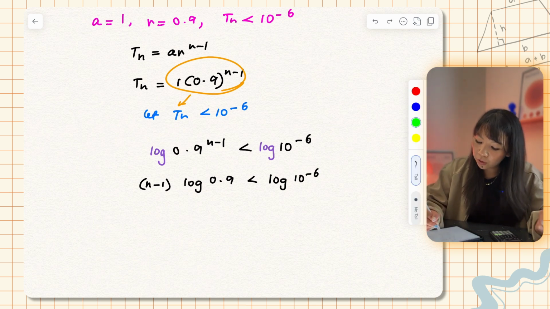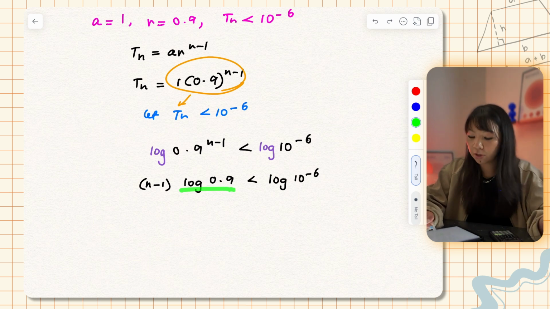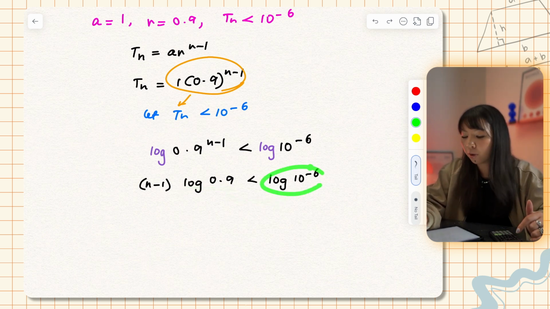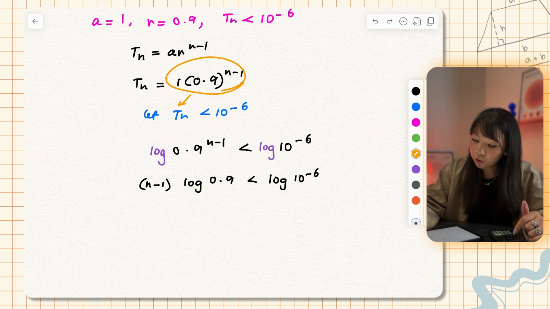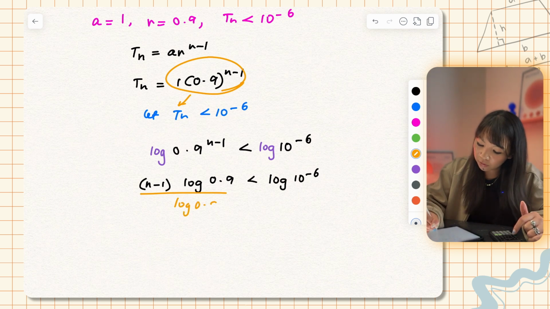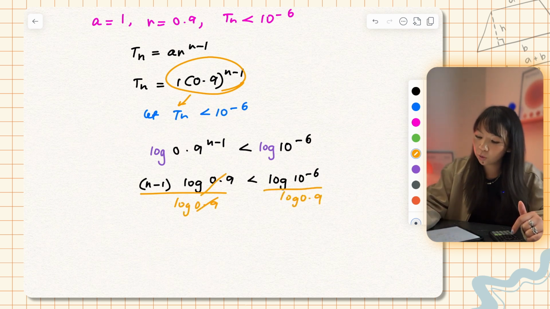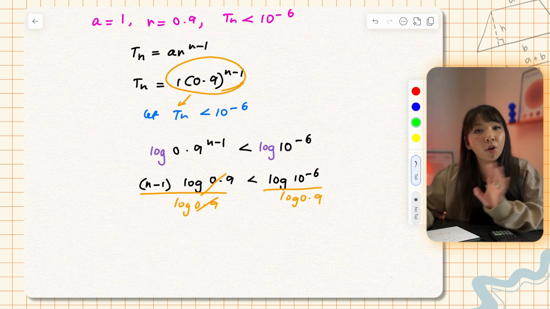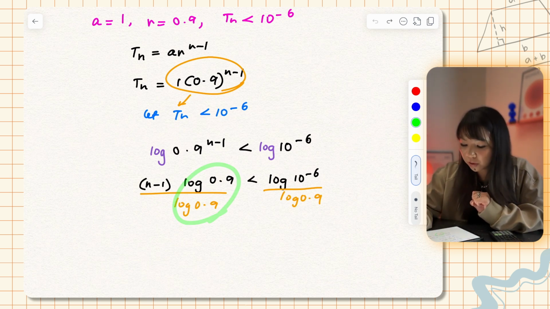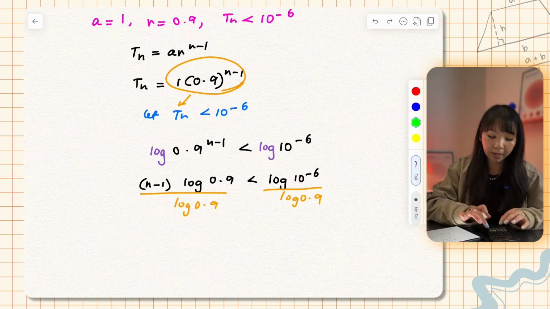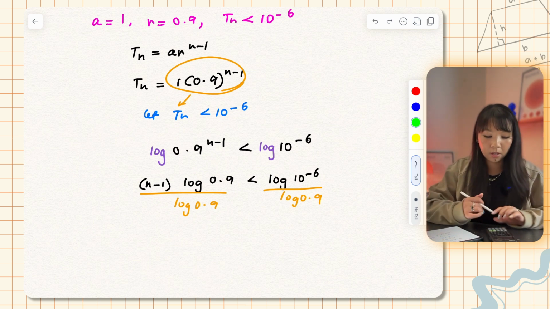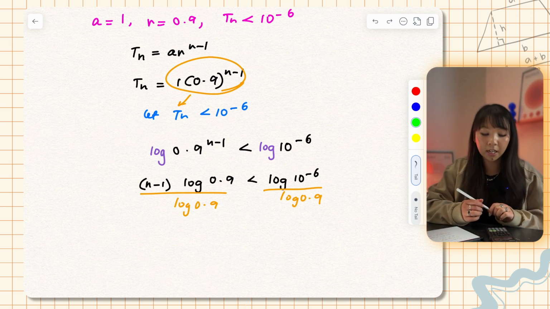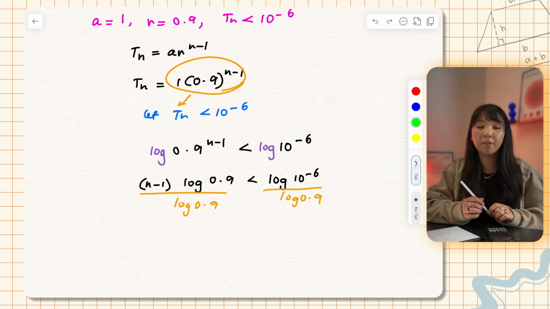Now, if I want to make n the subject, this log of 0.9 is just a number. So I can get rid of it and bring it over to the other side where this is also just a number. So if I divide both sides by log of 0.9, this is going to cancel, but you might have gotten the impression that this is going to be a positive number because there's no negative whatsoever, but I want you to plug it into the calculator. Log of 0.9 is negative 0.045.